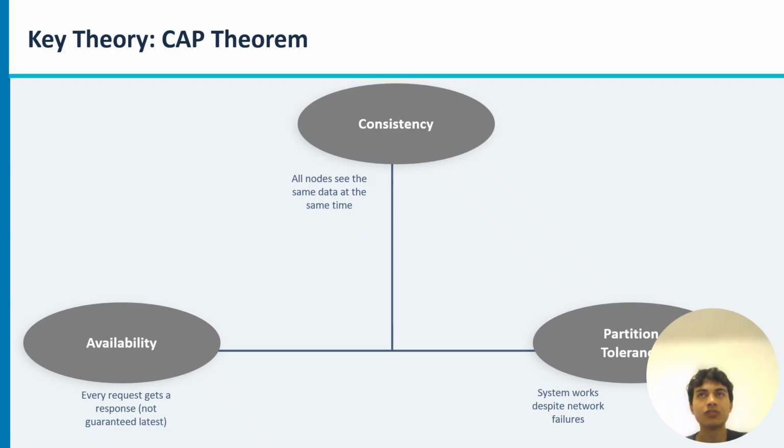So why do we actually need this concept? Because in real world systems, network failures can happen. So designers must decide what to prioritize. For example, in a social media app, it is more important that the system is always available even if data is slightly delayed. But in banking, consistency is more important than availability. So CAP helps engineers design systems based on their priorities.